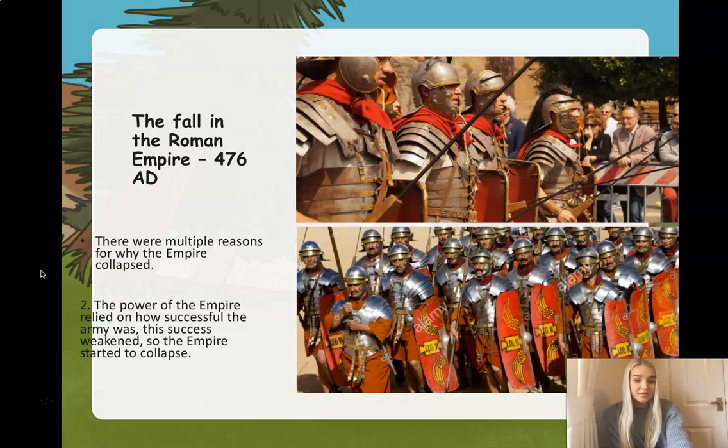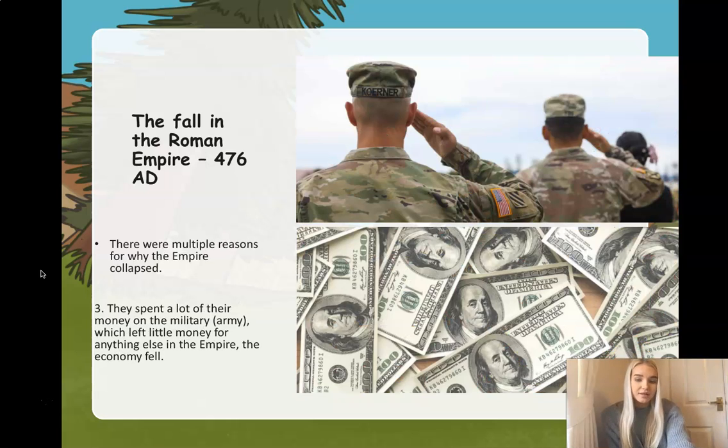Another reason is because the power of their empire relied on how successful the army were. And we know that the success of the army did weaken, which meant the empire did collapse. A third reason is that they spent quite a lot of their money on the army, the military, and that left little money left for anything else in the empire, so their economy fell.